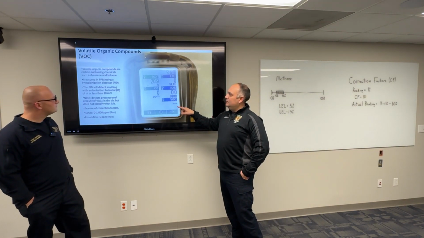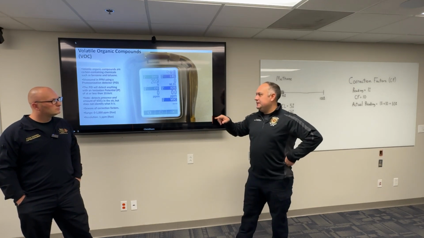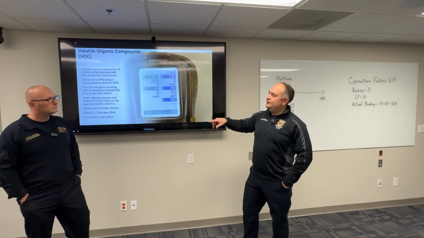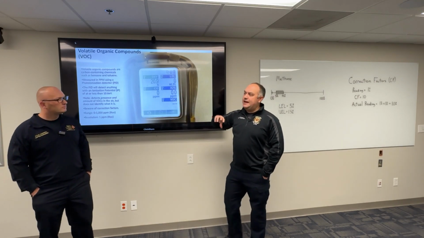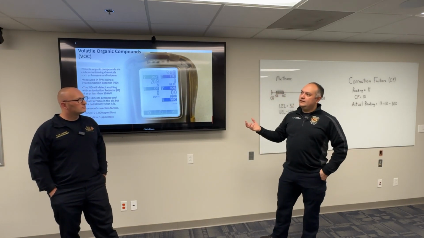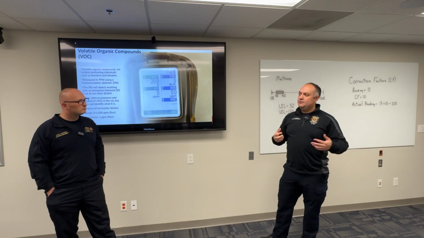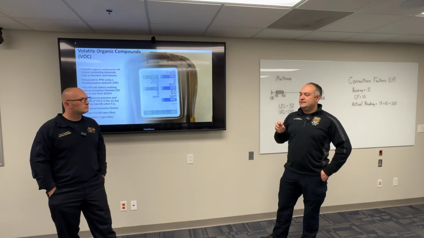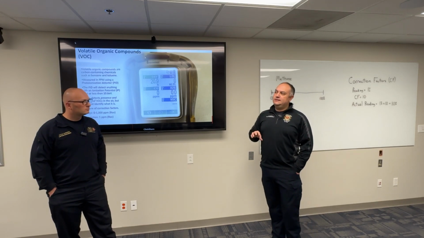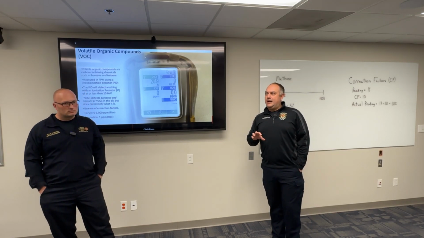Now, when we talk about PIDs, it's very common to have a PID lamp that's 10.6 electron volts of power. There are ones that are more than that and less than that, but the one that's more than that is a lot more expensive and doesn't last that long. 10.6 is basically the industry standard if we're talking about lamp power.